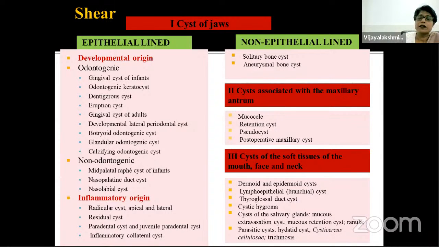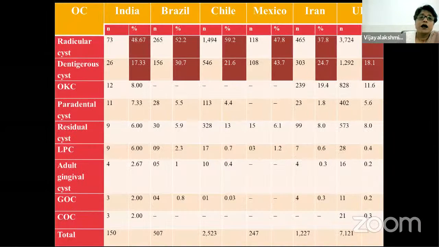lesion in three different categories: cyst of jaws, cyst associated with maxillary antrum, and soft tissue cyst occurring in the head and neck region, and then further divided into developmental, inflammatory, and non-epithelial lined. As I spoke about the incidence or the prevalence of orofacial cyst in various countries, this is what the literature showed when I was doing a search.